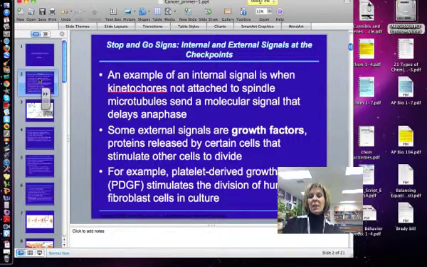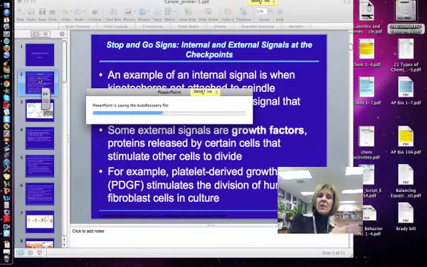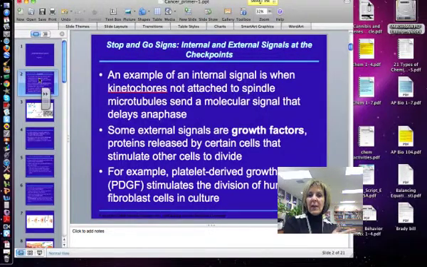An example of external signals that are going to affect the cell cycle would be growth factors. Growth factors are proteins that are released by certain cells. Sometimes they are hormones that stimulate other cells to divide. You can think of those as ligands that come in and attach to a receptor, and then a signal transduction pathway ensues that ends up turning the cell on and having the cell divide.